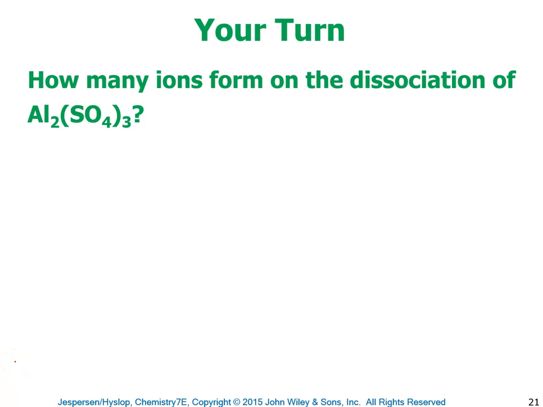So I'd like you to take a moment to do that same thing with now aluminum sulfate and just show me what is the ion charge for each group and then how many of each of them are there, and post that in our Blackboard space.